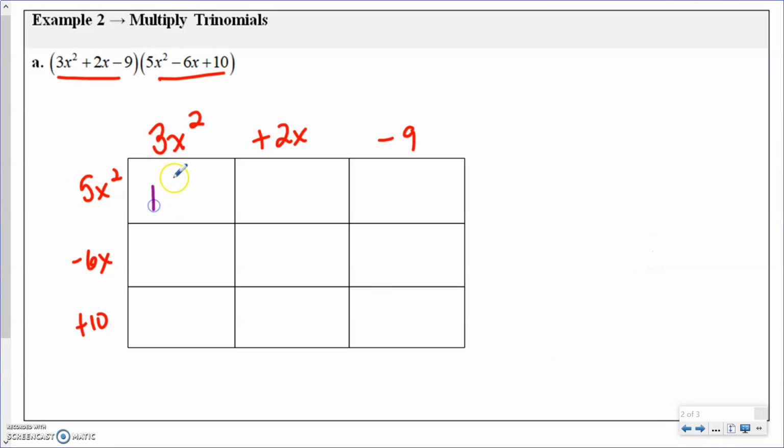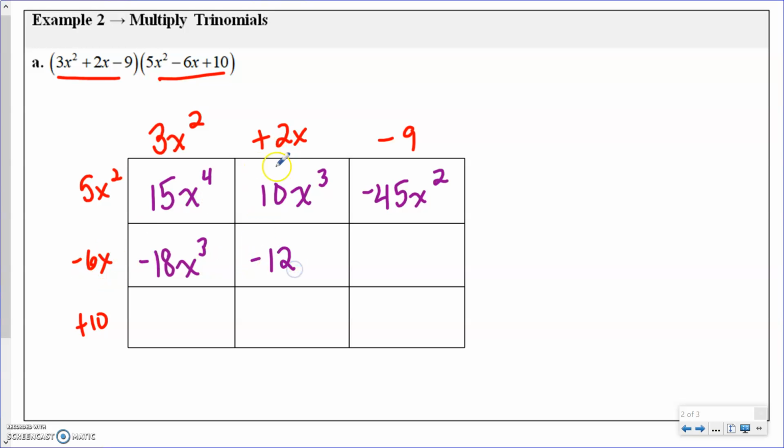So 5 times 3 is 15. x squared gives me x to the fourth. 5 times 2 is 10, and x squared times x is x to the third. 5 times negative 9 is negative 45, and that x squared just comes along for the ride. Working my way across the middle row, negative 6 times 3 is negative 18, and x times x squared is x to the third. Negative 6 times 2 is negative 12, and x times x gives me x squared. And then negative 6 times negative 9 gives me a positive 54, and the x comes along for the ride.